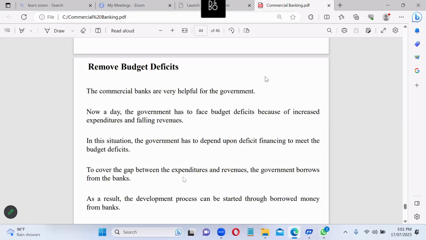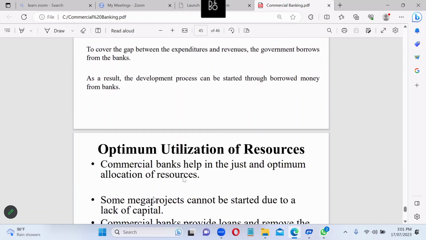So to cover the gap between expenditure and revenue, the government borrows from the bank. Through the banks, the government borrows money as credit and makes some arrangements to reduce the budget deficit. As a result, the development process can be started through borrowing money from the banks.